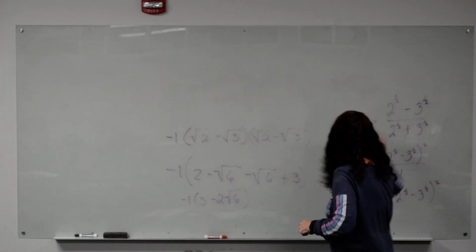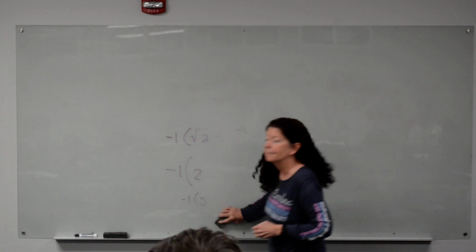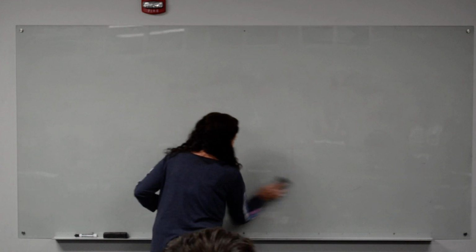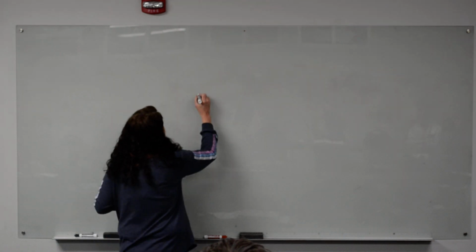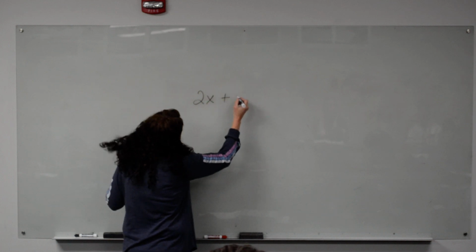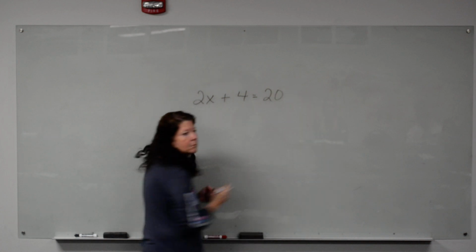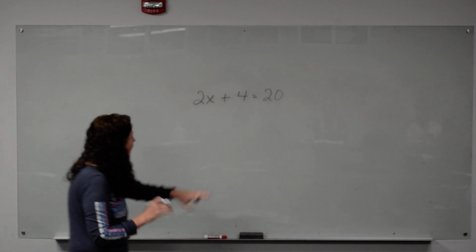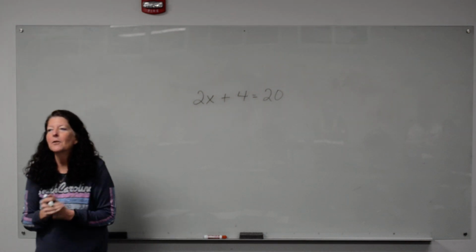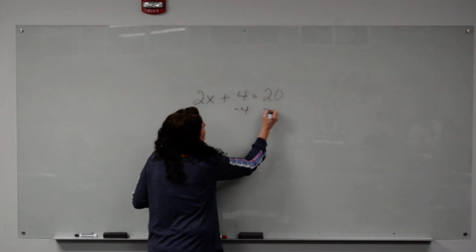The next section basically involves solving for an unknown. So let's go back and refresh your mind on how to solve for an unknown, the old-fashioned way that we did. Okay, let's say we have 2x plus 4 equals 20. Okay, how do I solve for the x? What do I get rid of first? Subtract 4.